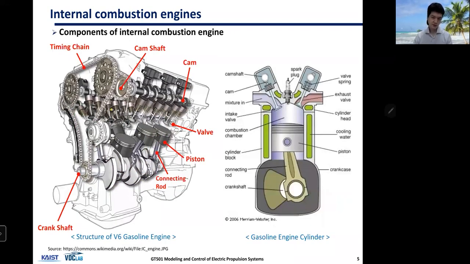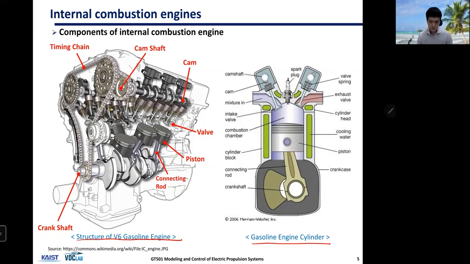And how do we do that? Well, the internal combustion engine does that job of converting fuel energy into mechanical energy, and it's quite a complicated device, as you can see here. So the engine has many components. This is a cross-sectional view of gasoline engines.